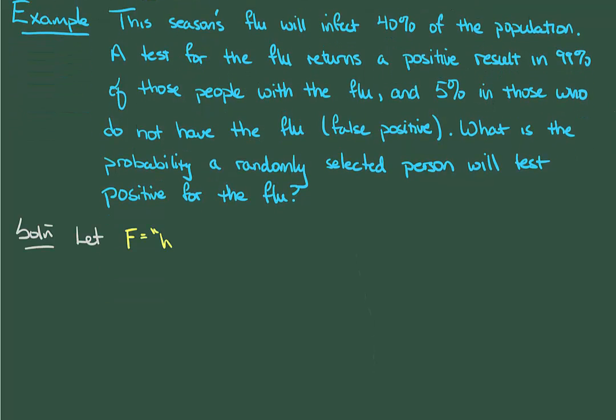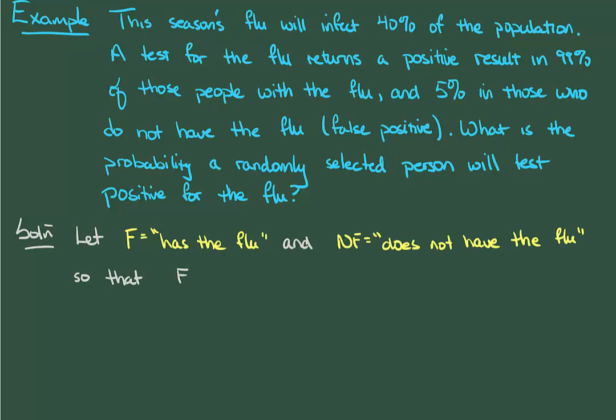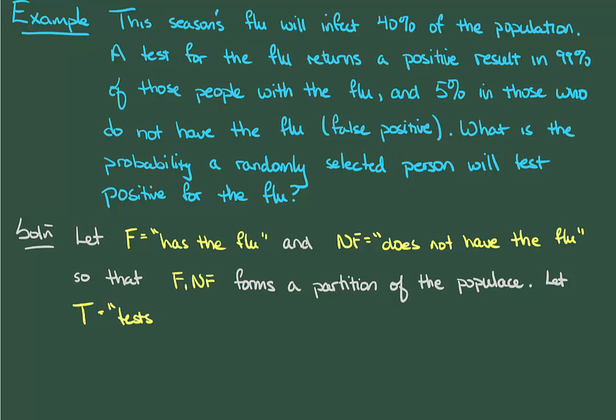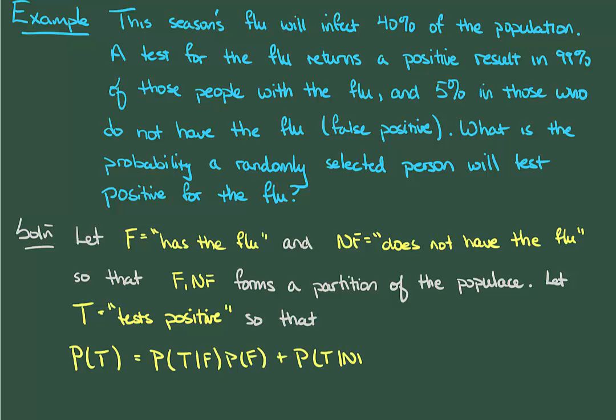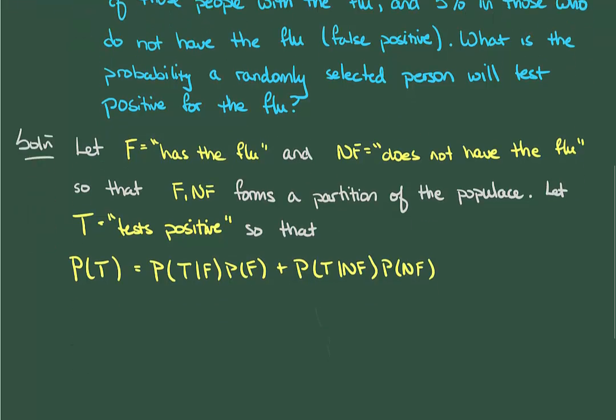Let's define two events, F for those people who have the flu, and NF for those people who don't have the flu. This is a partition of our populace. Each person either has the flu or they don't, and no person can both have the flu and not have it as well. Now let's define T to be the event that a person tests positive, and that's the probability that we're trying to find. So by using the law of total probability, we can decompose this in terms of F and NF.